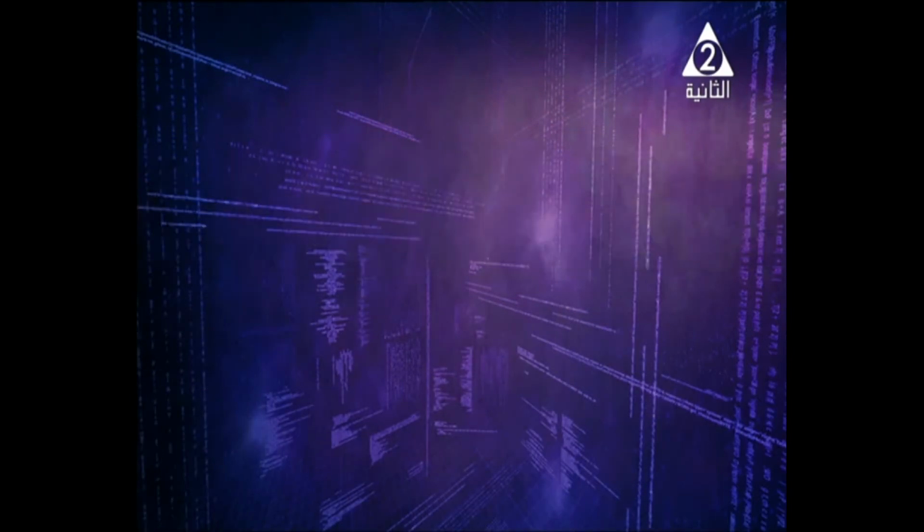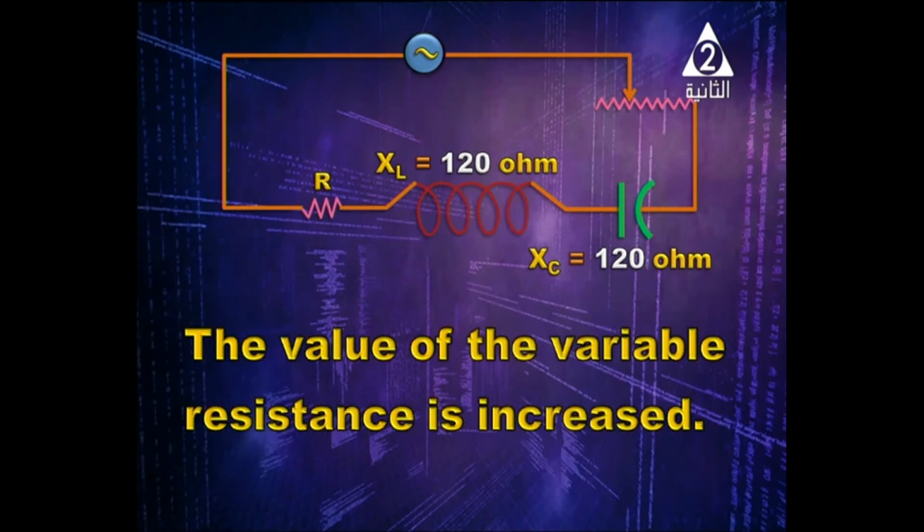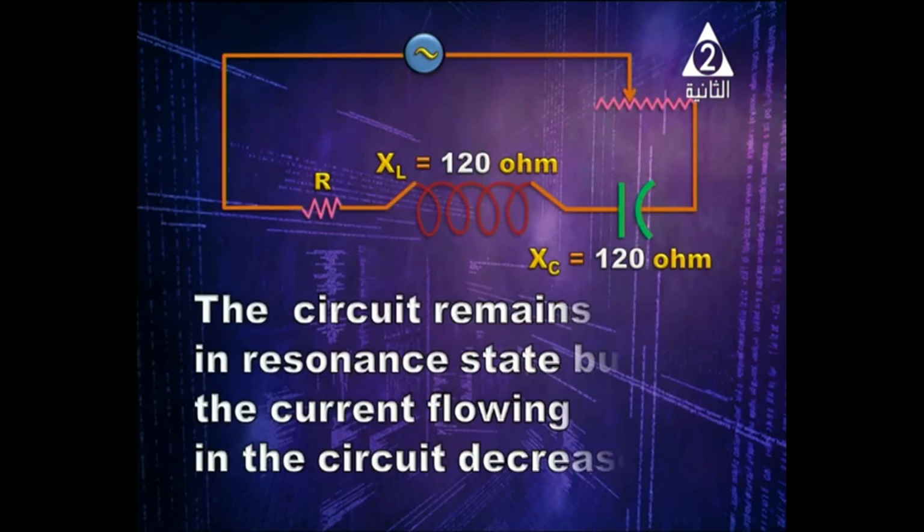What happens when the value of the variable resistance is increased? Also, this will not alter the state of resonance, but an increase in the variable resistance will decrease the current. So the circuit remains in a resonance state, but the current flowing in the circuit decreases.